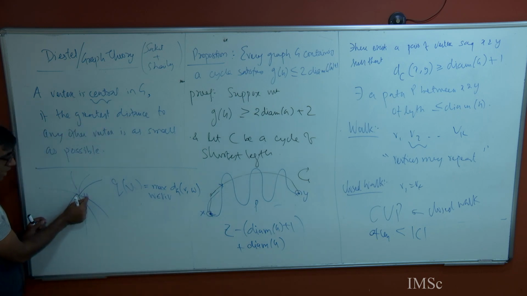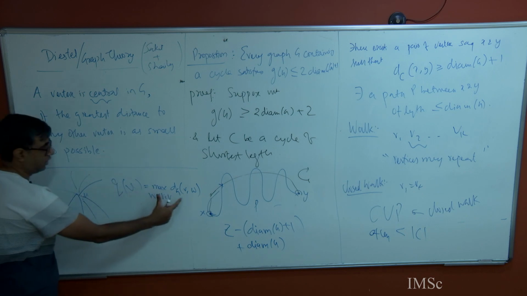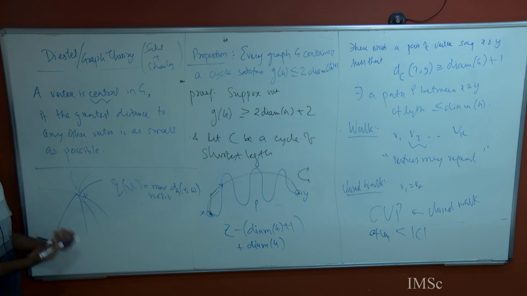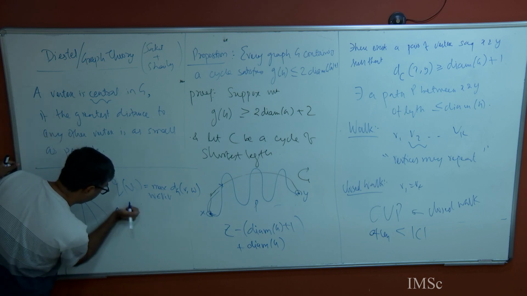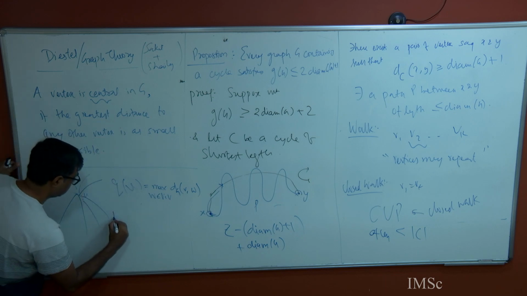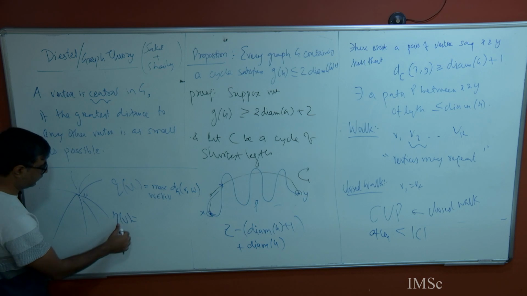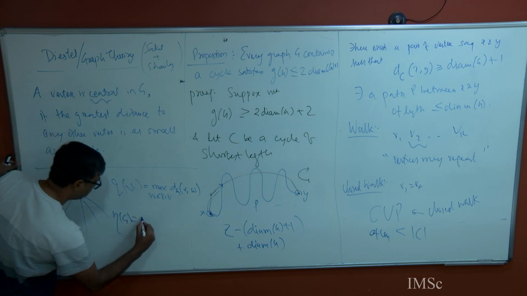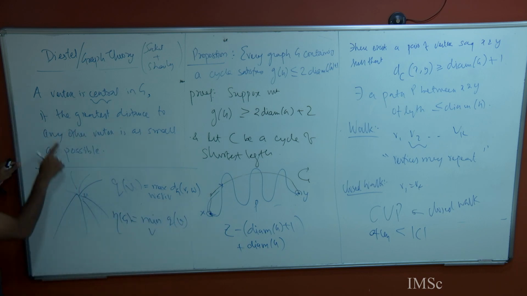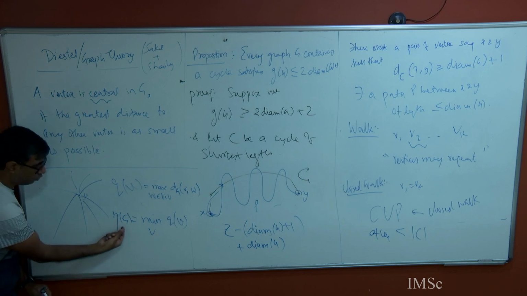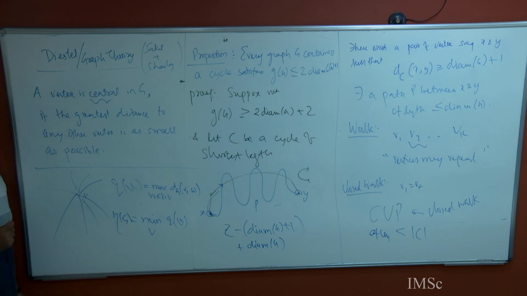So I start from V, look at the shortest path to every other vertex, and I take the one which maximizes the distance. That is the number I associate. Now, what is the central vertex? Suppose I define nu of G as the minimum over V of Q of V. So a vertex which achieves nu of G is called a central vertex, a vertex which is closer to everybody.